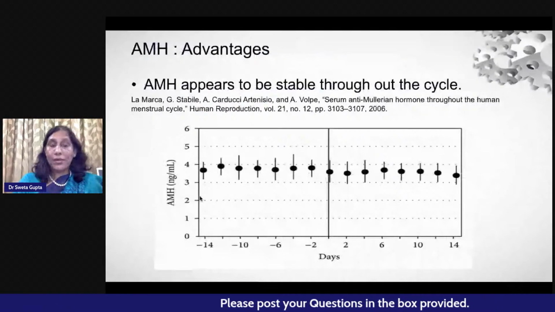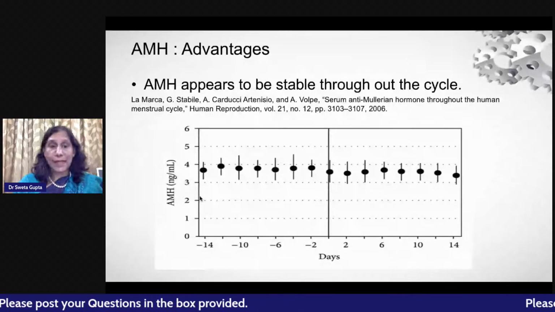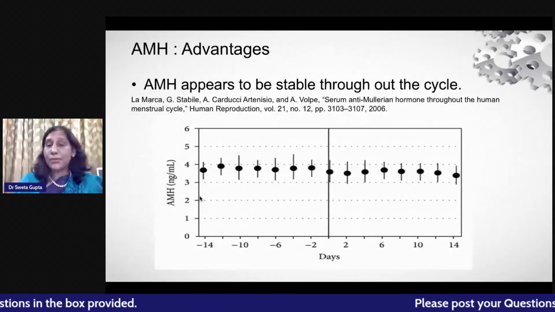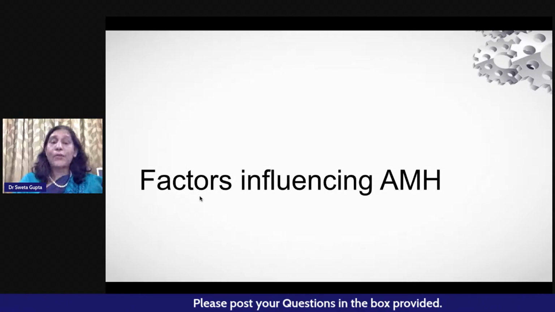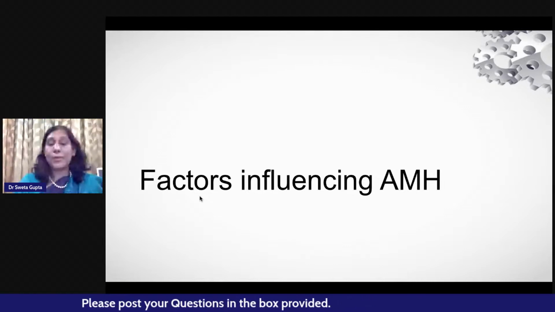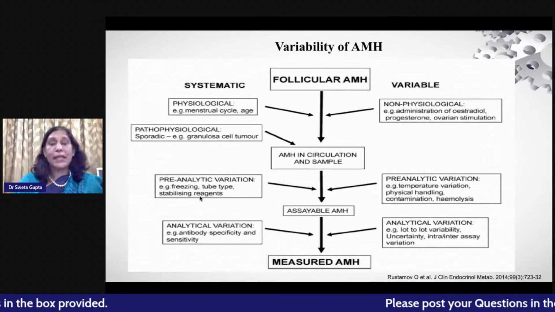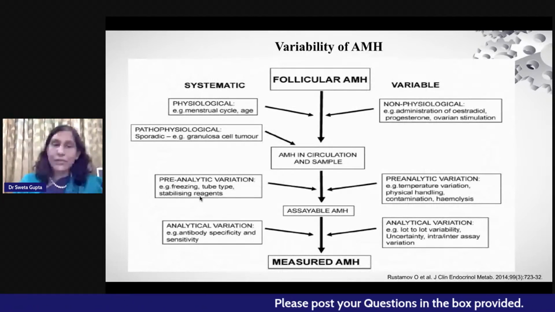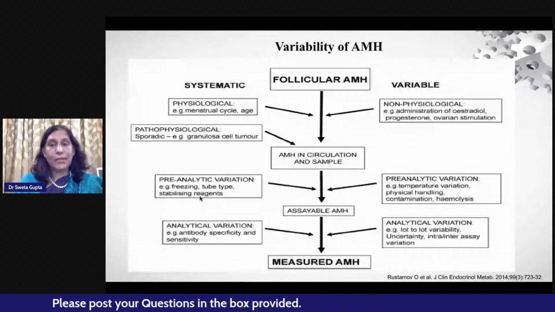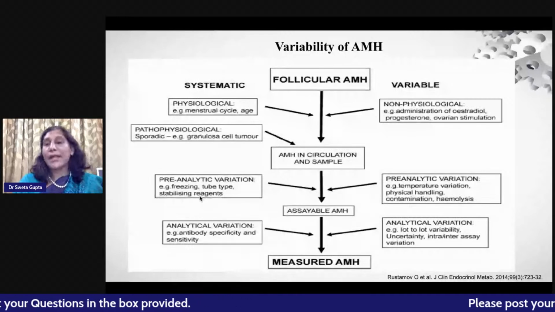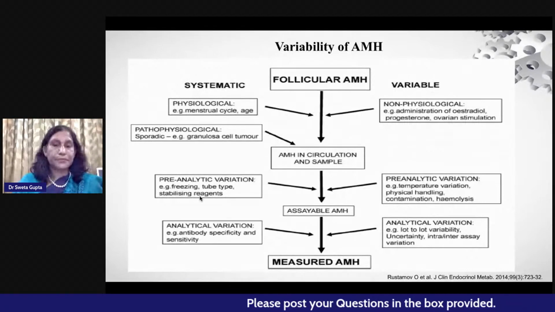A very good study by Lamarck et al. says that AMH appears to be stable throughout the cycle, and this is why we are able to use it any time in the cycle. But then there are a lot of factors which have been seen to influence AMH. So there is variation. The variation in the AMH result could be physiological, could be pathophysiological like granulosa cell tumor, or could be non-physiological like administration of estradiol or progesterone, or ovarian stimulation.